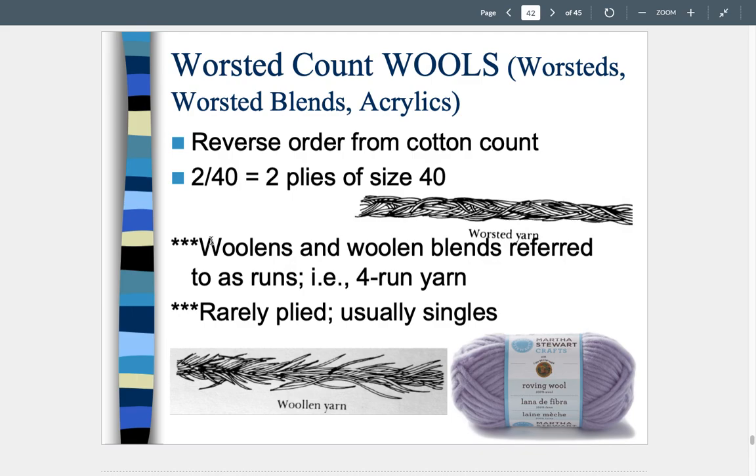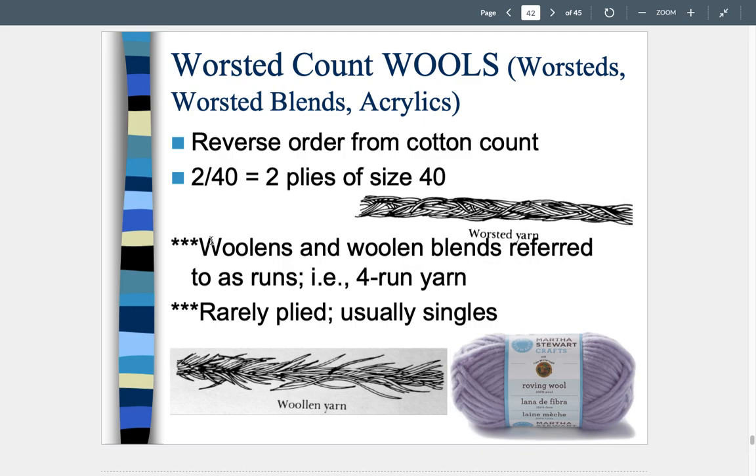So if you see something that says 2-40, that means it's 2 plies of a size 40 yarn, which again, on a scale of 0 or 1 to 50, would mean a very fine yarn via this indirect system. Woolens and woolen blends are referred to as runs. So woolens, those thicker, heavier, lofty wool yarns, don't fall into this worsted count because they're not worsted. They are woolen. They are different. They're almost the opposite of a worsted. They're fluffier. They're thicker. So we call them a run.